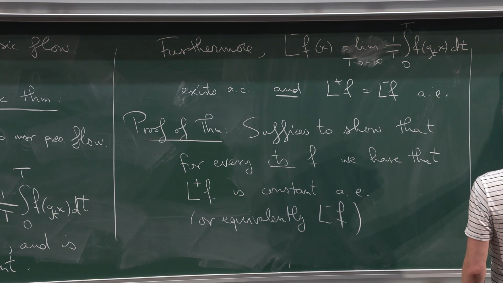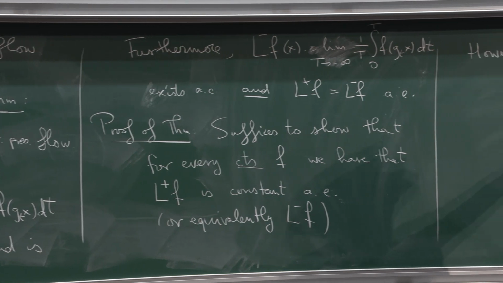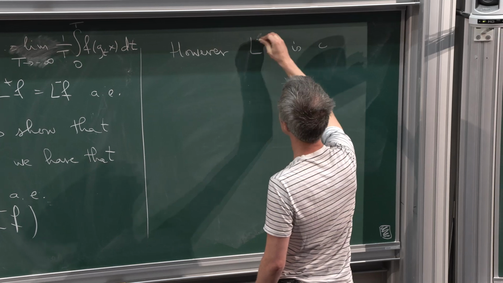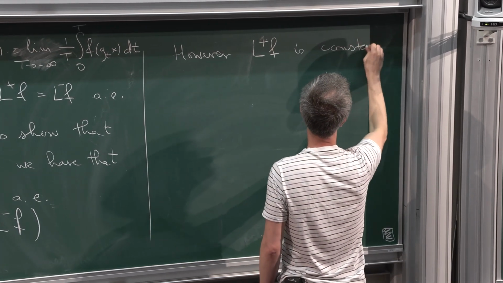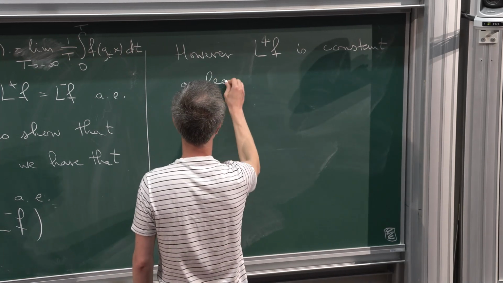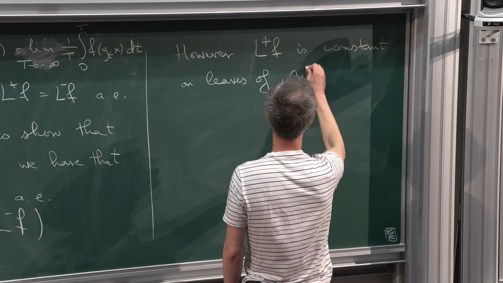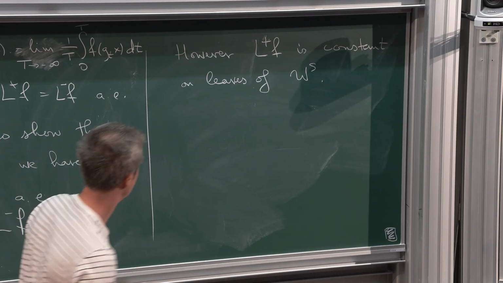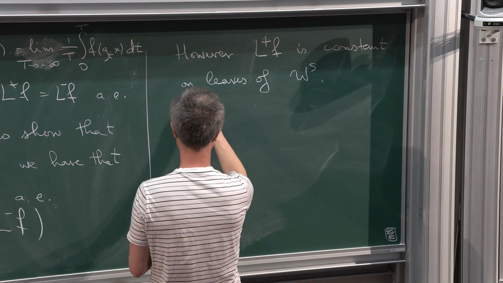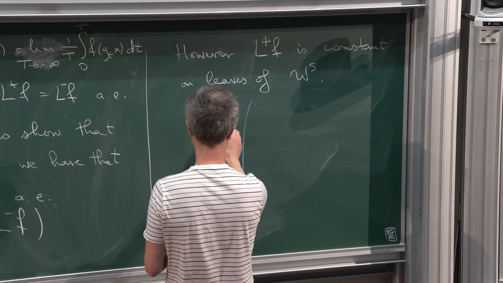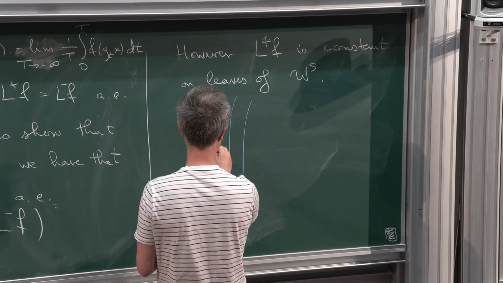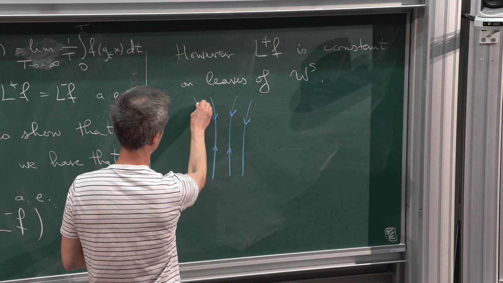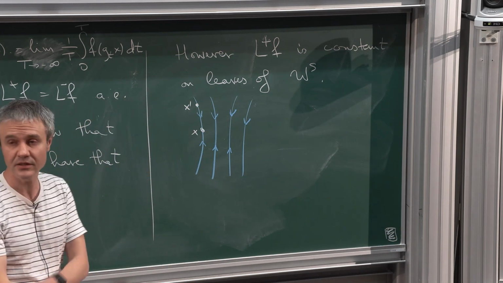However, L plus of f, so we're taking the forward averages. Yes, L plus of f is constant on leaves of W s. So what do I mean by that? Let's say we take, remember, this is the contracting foliation, the stable foliation. So if I pick a point x and a point x prime, then asymptotically they approach each other.